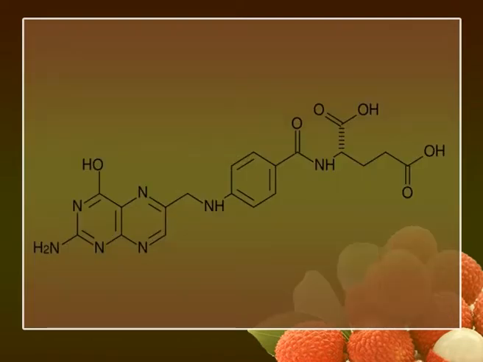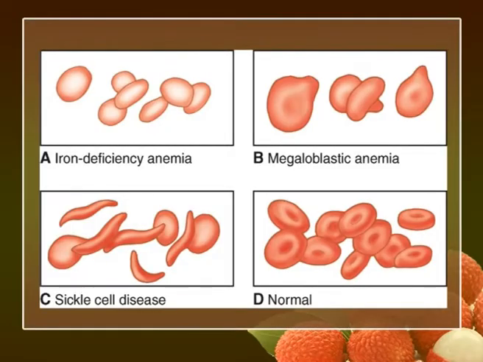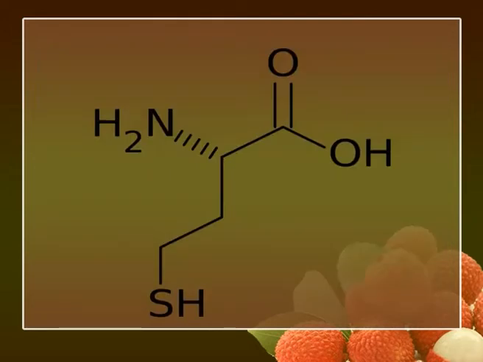Folic acid or vitamin B9. The metabolic role of folate is an acceptor and donor of 1 carbon units in a variety of reactions in amino acid and nucleotide metabolism. Folic acid deficiency results in a macrocytic anemia and elevated levels of homocysteine. Strawberry, blackberry, kiwi, orange and banana are some significant sources of vitamin B9.